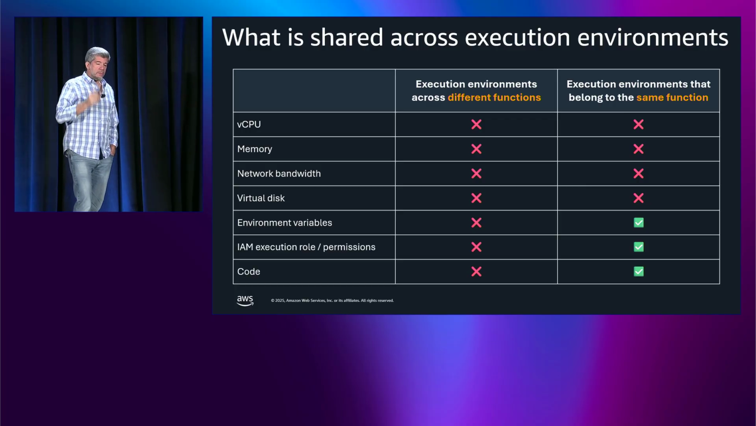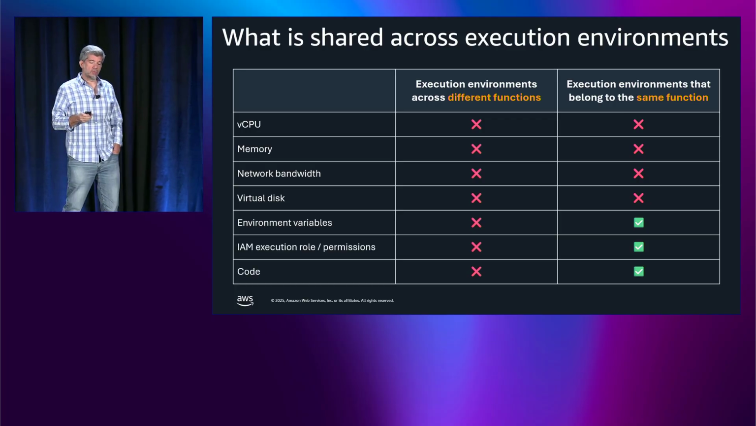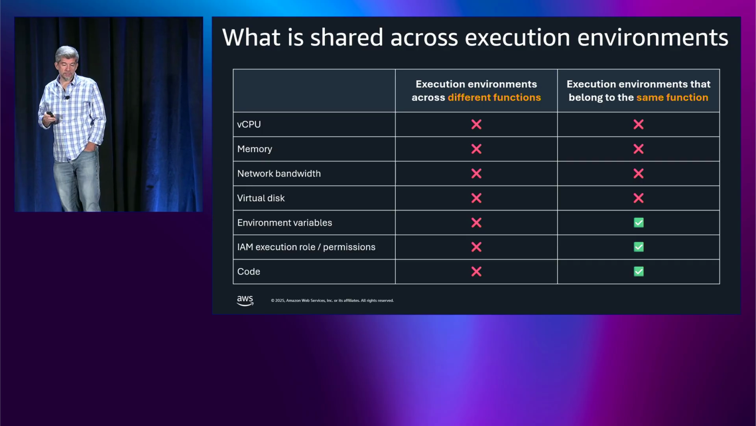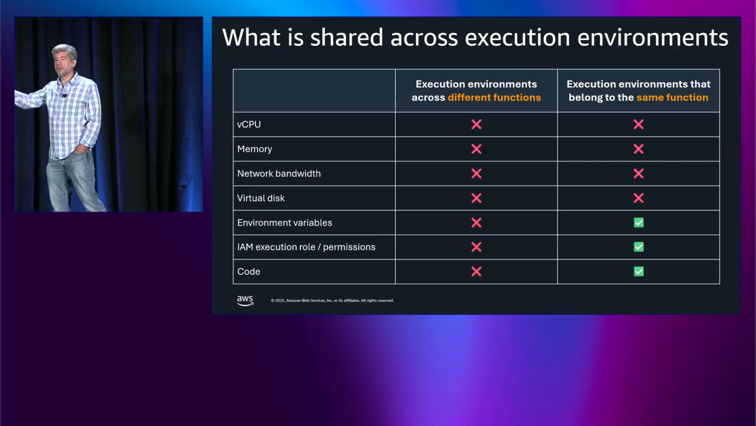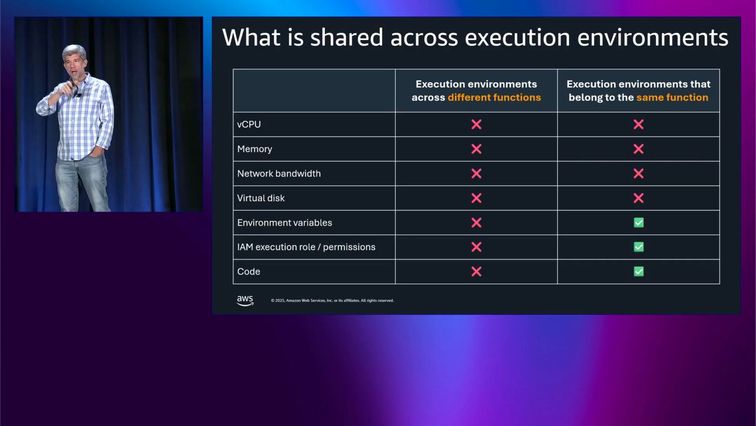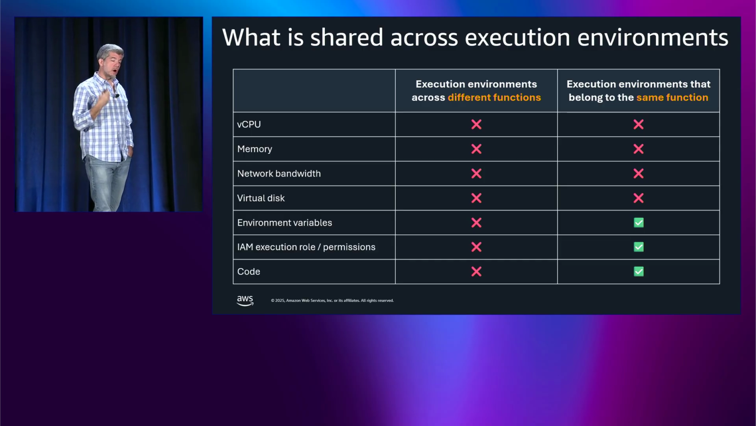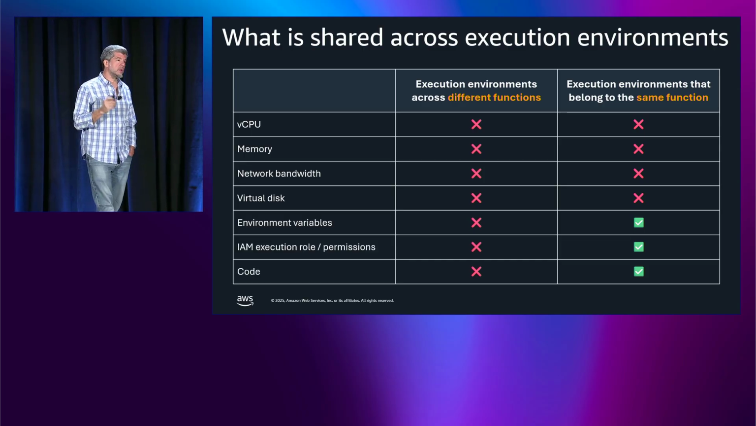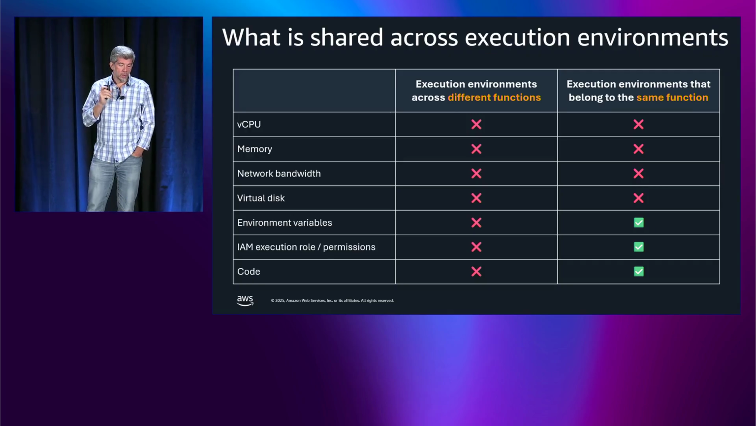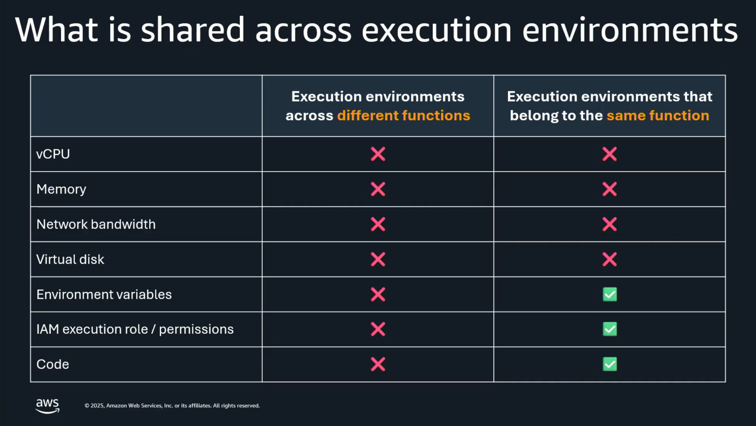Now, what about the same function? The execution environments that belong to the same function, and think about, again, that chart we had with the different execution environments and how the different invocations were coming along in there. We actually have a few things that are potentially shared. And this is one of the problem spaces we're dealing with. Environment variables, IAM execution roles and permissions, and code can actually be shared across the environment.